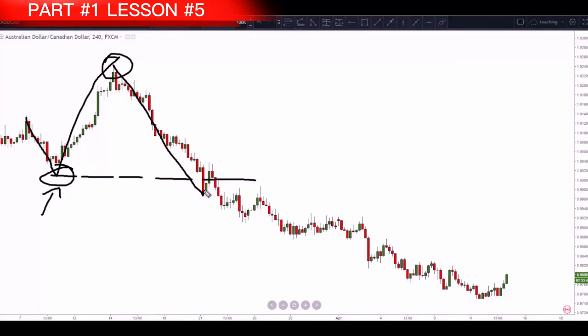We need that 1, 2, 3 move. What do we get? 2, 3, break and close. So we have 1, 2 the pullback, 3 the break and close below. Now we are in a downtrend.